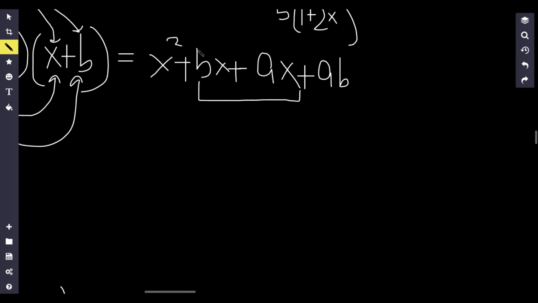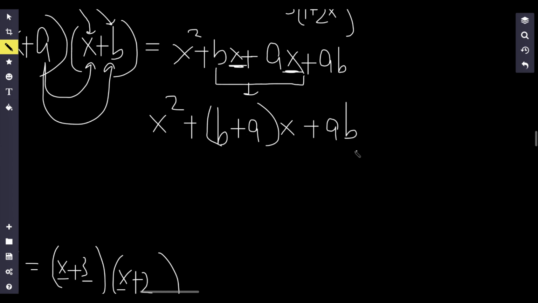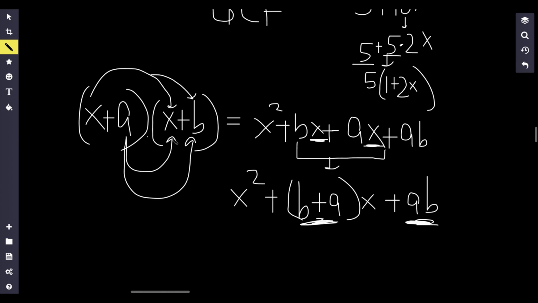So in this case, what do bx and ax both have in common? Both of them have an x in common, right? So I can actually rewrite this as b plus a times x, right? Because both of them share x in common. And notice how if you redistribute the x, you get the same result as here. So all of this is equal to x squared plus b plus a times x plus ab. And notice, right? We're looking for two numbers that multiply out to be the last term, a and b. And the two numbers have to add up to be the middle term, b plus a. So this is where the factoring comes from.